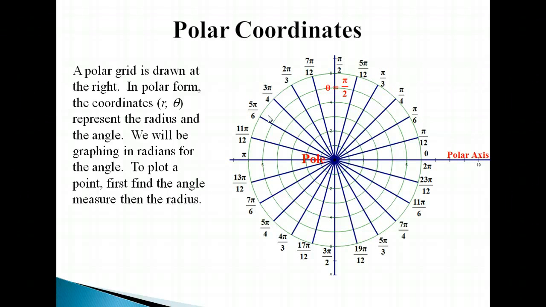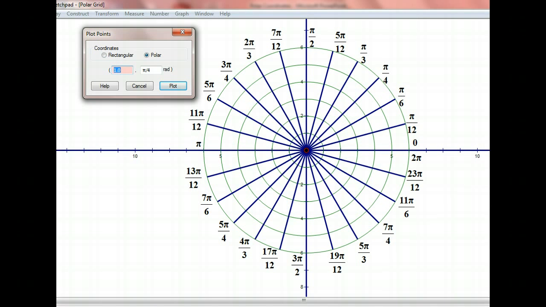When we plot ordered pairs on a polar grid, we're plotting in terms of radius length and angle measure. I'm going to be plotting in terms of radians, but you could also do this in degrees. Okay, so what we're going to do is plot some points. Our first point that we're going to plot is the ordered pair 1, pi over 4.